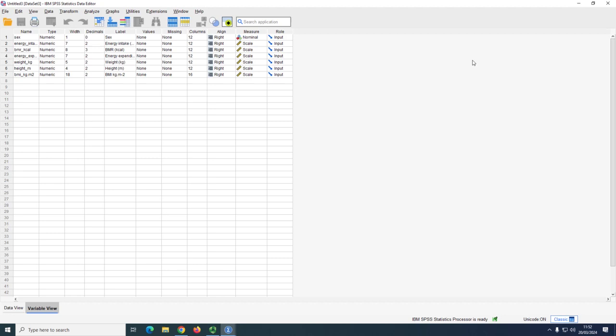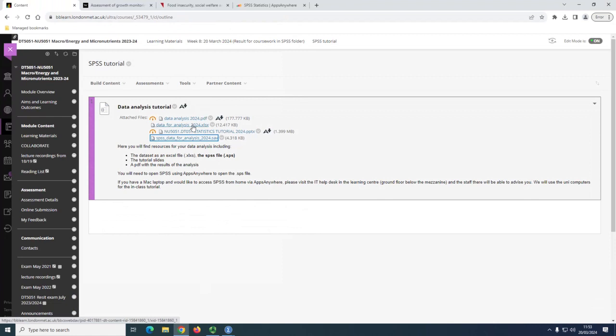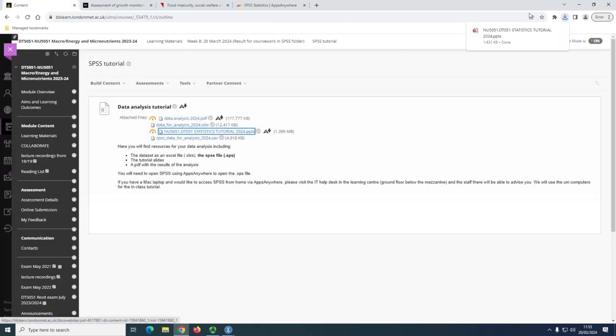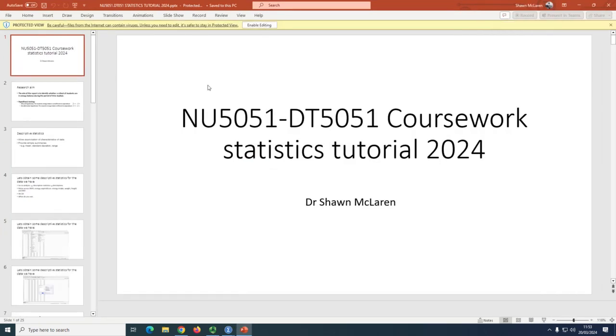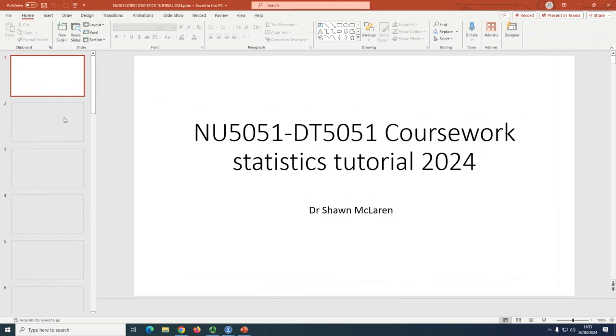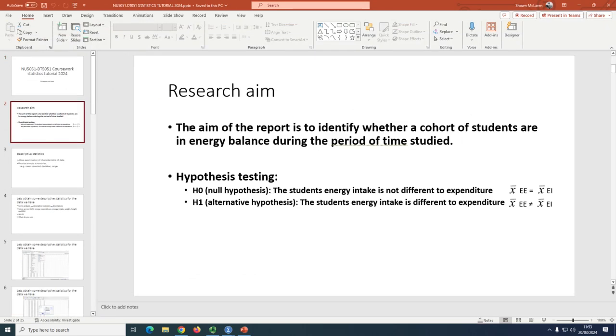Your introduction is usually providing background information up until the end where it gives you a research question. So there's that PowerPoint slides over here, and I think the same information that I'm showing you now is in the coursework booklet. So your introduction should end with this statement. Write your introduction, and then the last thing you write is: the aim of this report is to identify whether a cohort of students are in energy balance during the period of time studied.